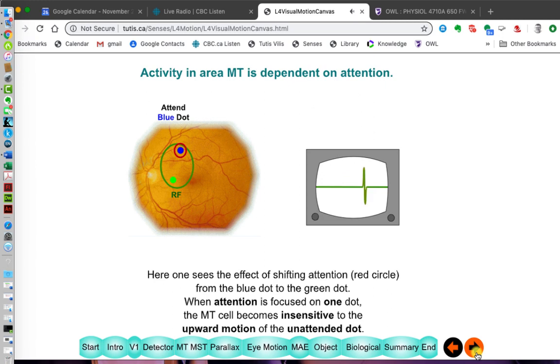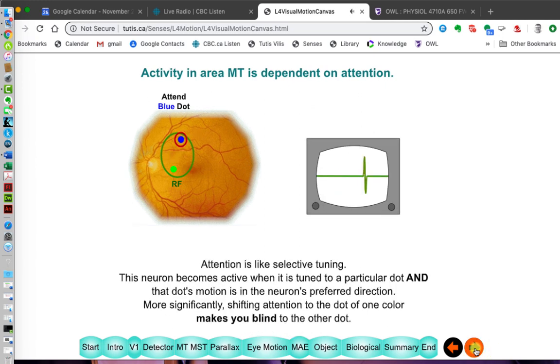So the blue dot, your attention was focused on the blue dot before, and its motion was irrelevant. Okay? So the important thing here is that you have an object moving in the direction that the neuron is sensitive to, but also you need attention. You need to attend to that stimulus for it to fire. You need both the motion and the attention to activate the neuron.